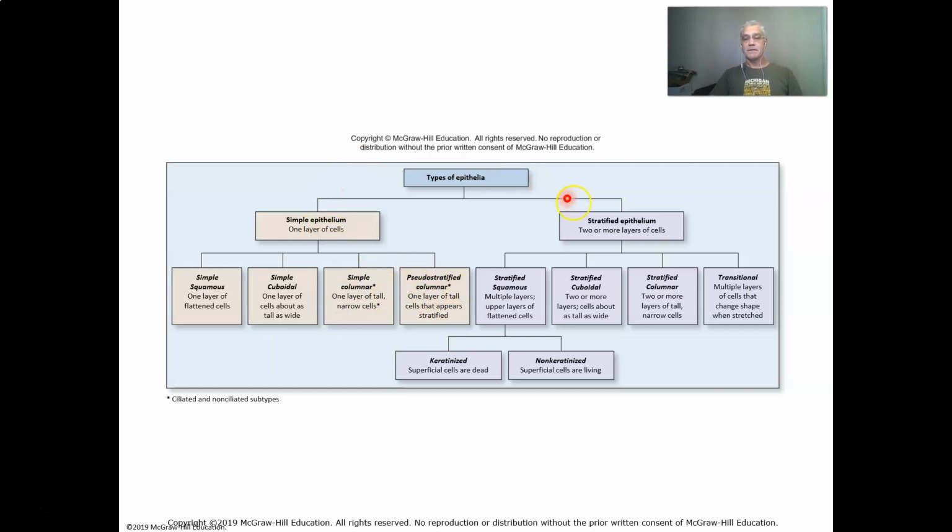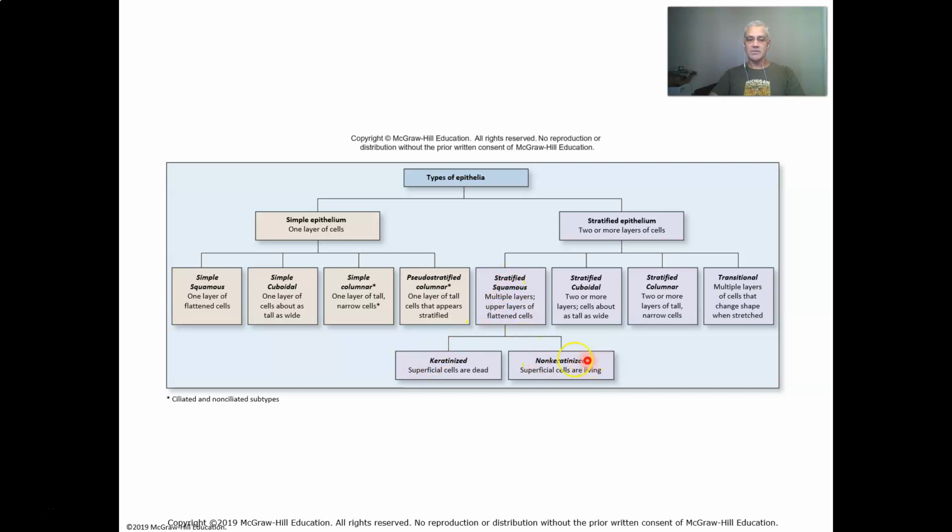Okay, great. What if we stratify them? What if we make multiple layers? Again, you can have stratified squamous, like your skin, stratified cuboidal, stratified columnar, or transitional, multiple kinds of cell shapes that are stacked on top of each other. In stratified squamous, we can either have keratinized tissue, where superficial cells are dead, and that would be the epidermis, your classic example.